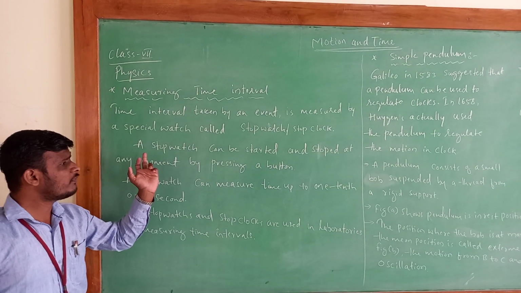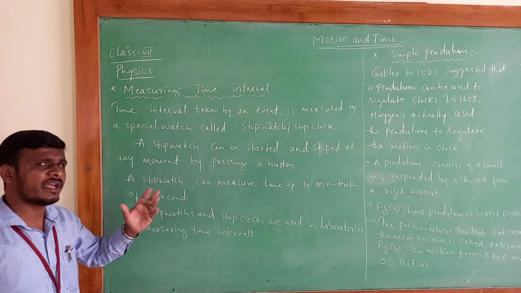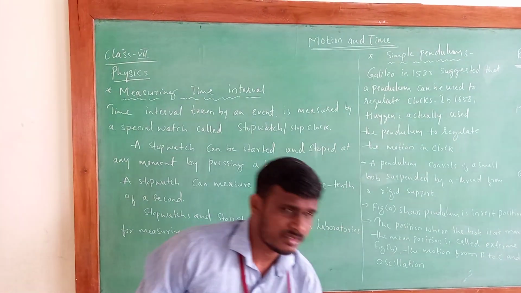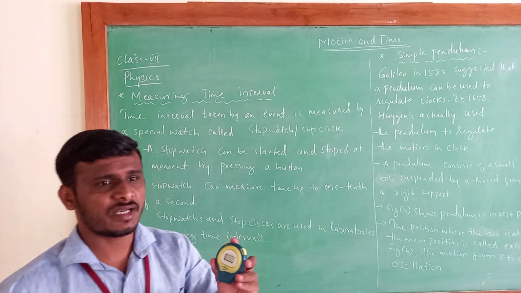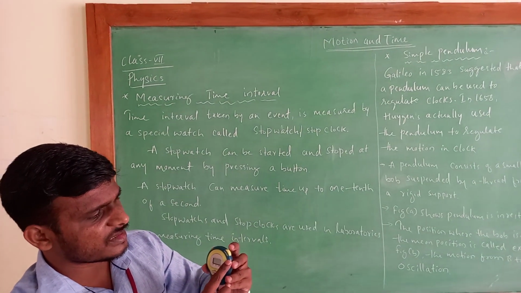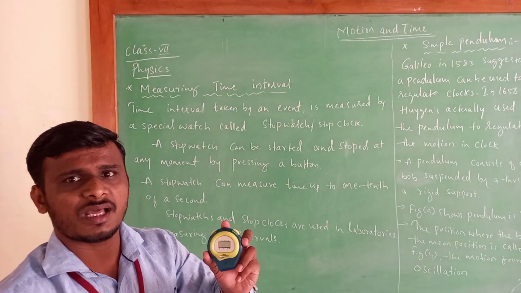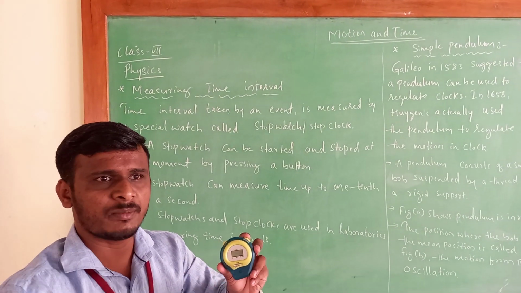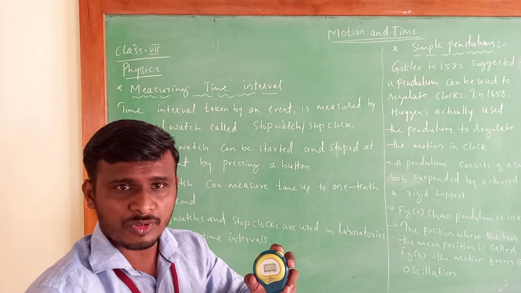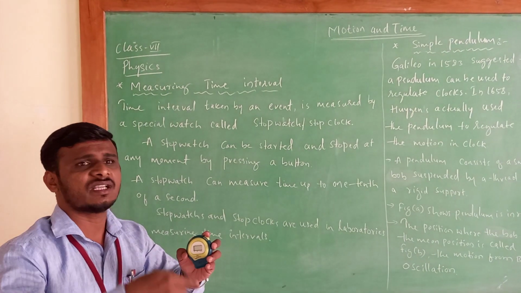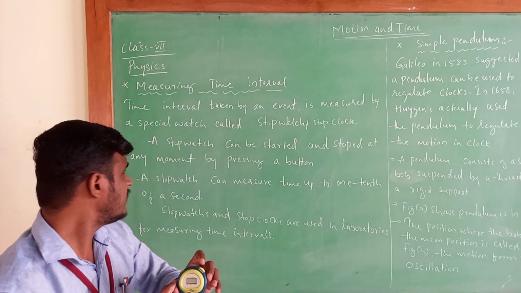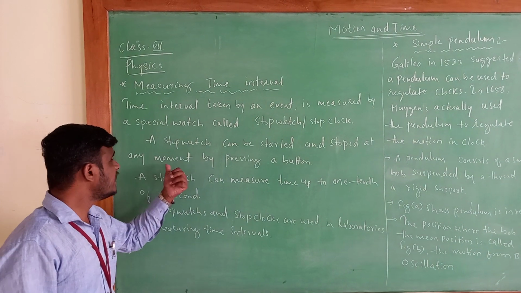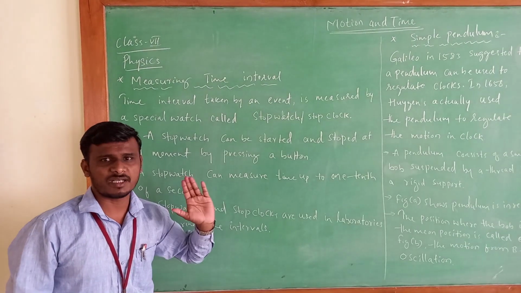Stopwatches can be started or stopped at any moment by pressing the button. This is the stopwatch. By pressing the start button, we can start at any moment when the event begins, and we can stop at any moment when the event is in progress. That's why this is a special device to measure time.